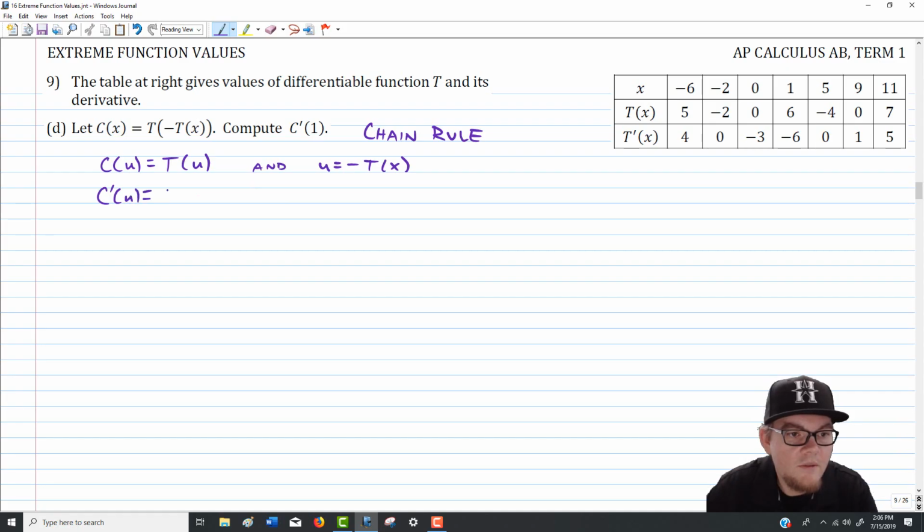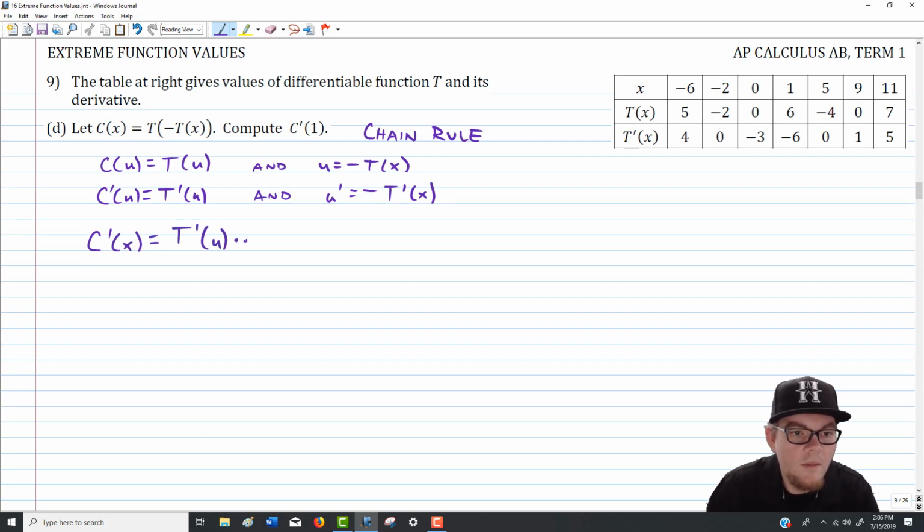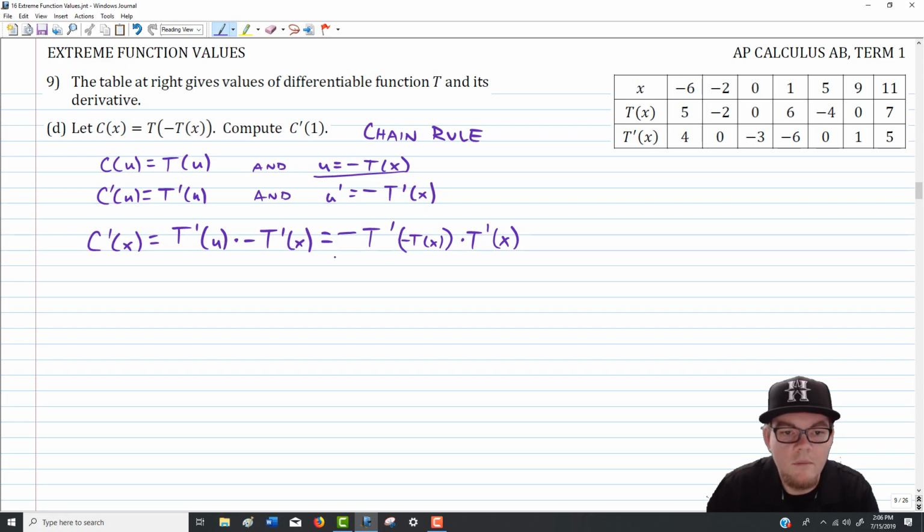Next we differentiate each piece. We're going to have t prime of u, and then u prime is going to be negative t prime of x. Bringing those pieces together, we're going to get t prime of u times negative t prime of x. But of course we can plug back in for u, and we'll get that our answer is negative t prime of t of x, negative t of x, times t prime of x. Already had the negative in front. So there is c prime of x.